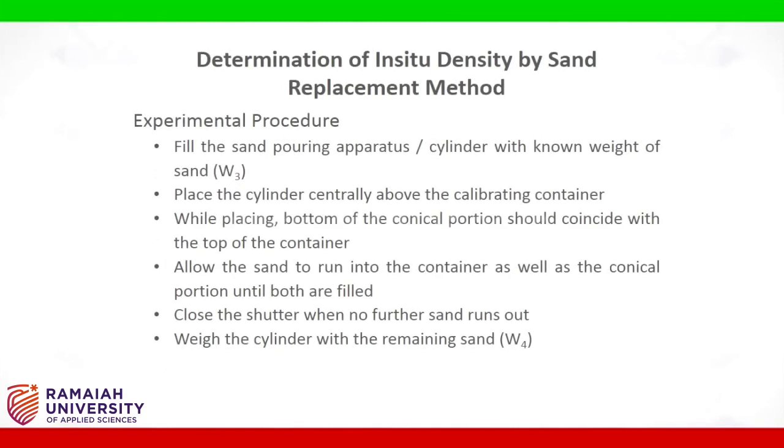Fill the sand pouring apparatus, that is the cylinder, with known weight of sand W3. Place the cylinder centrally above the calibrating container. While placing, the bottom of the conical portion should coincide with the top of the container. Allow the sand to run into the container as well as the conical portion until both are filled. Close the shutter when no further sand runs out. Weigh the cylinder with the remaining sand, W4.